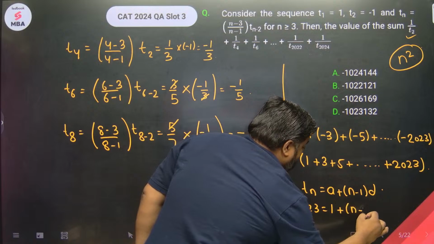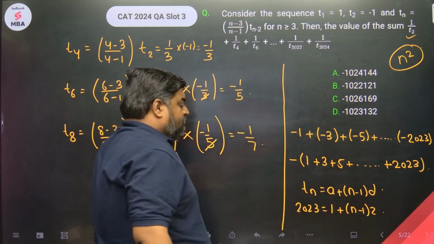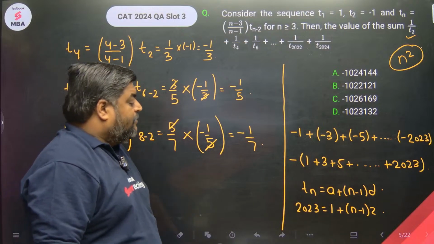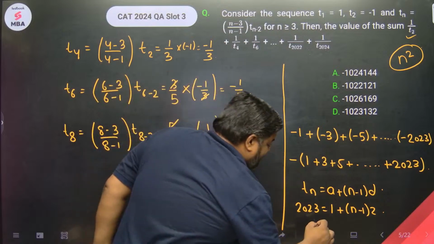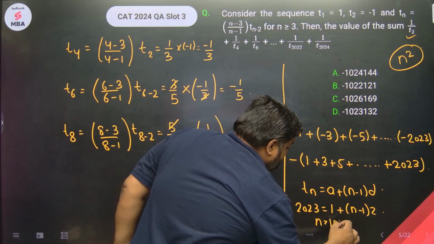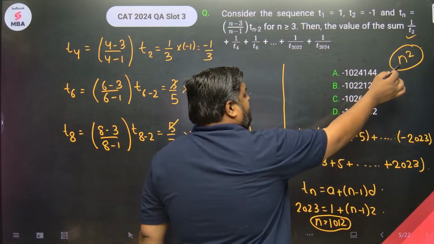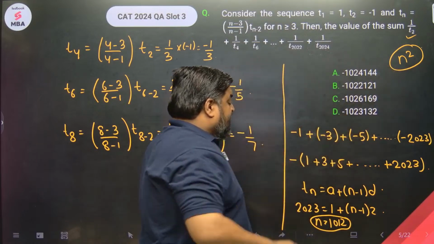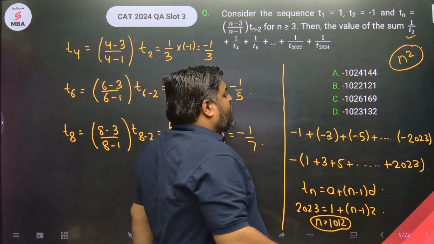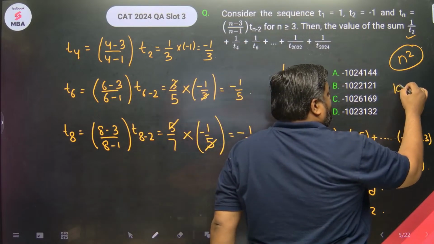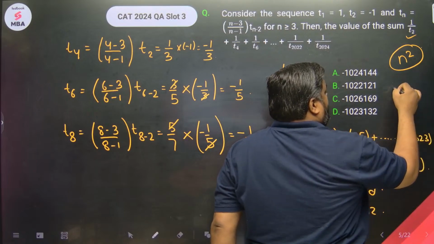N minus 1 has to be calculated. D is 2. When you will solve this, you will get n as 1012. So number of terms is 1012, and sum of first n odd numbers is n square. So answer is 1012 whole square. Answer क्या है? 1012 whole square.